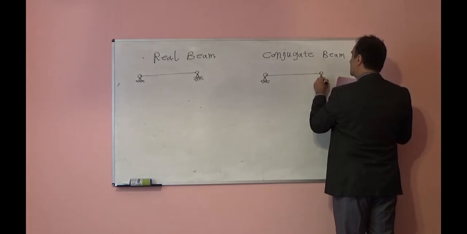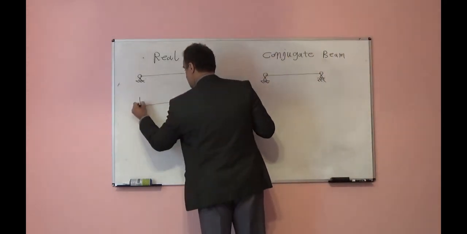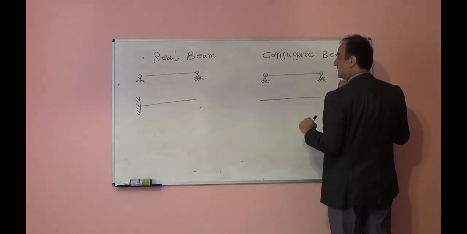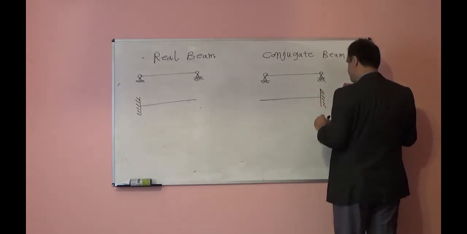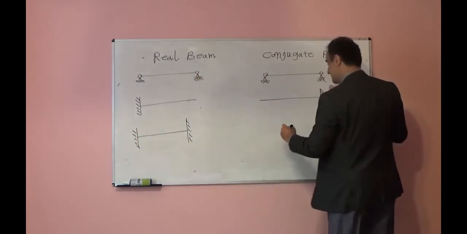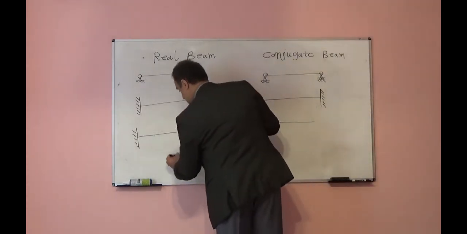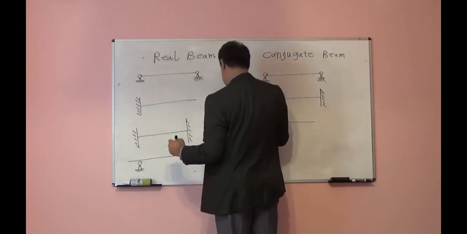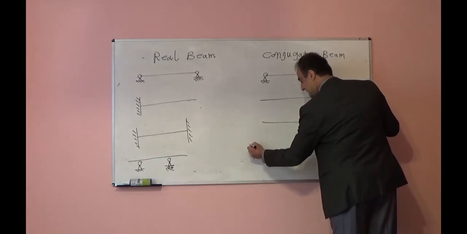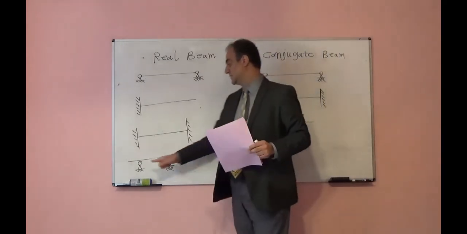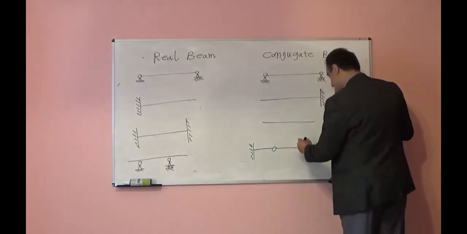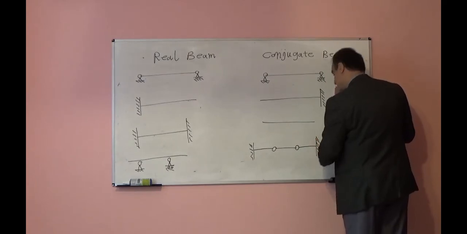Real beam is a cantilever beam. For the conjugate beam, the fixed support will convert to free, and free to fixed. Both ends fixed will be both ends free. We have a hinge support here, roller support here. Free will be fixed. This hinge support will be an internal hinge. This roller here will be an internal hinge. Free will be fixed.